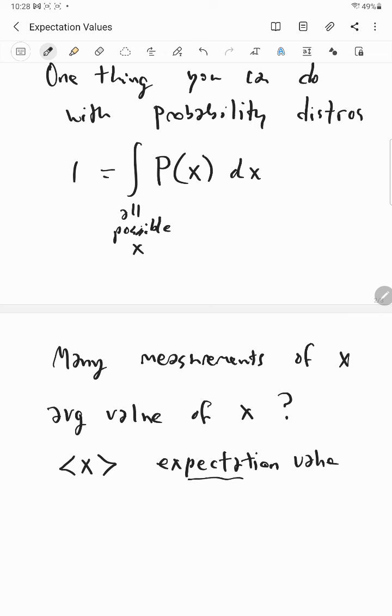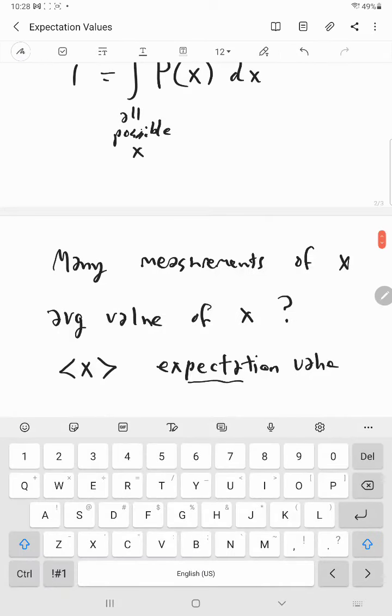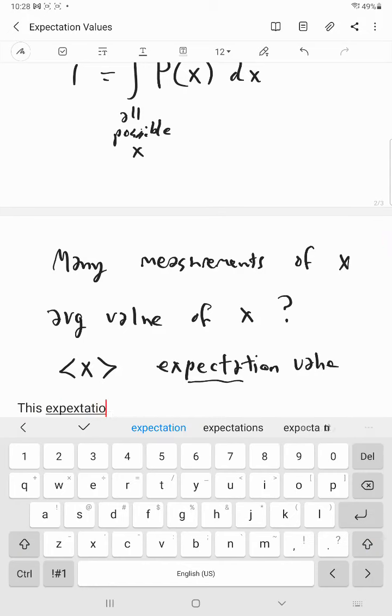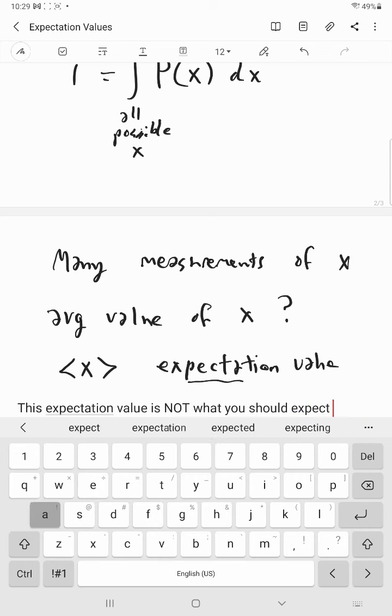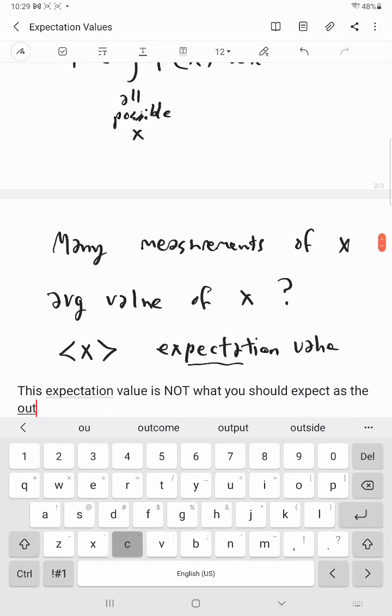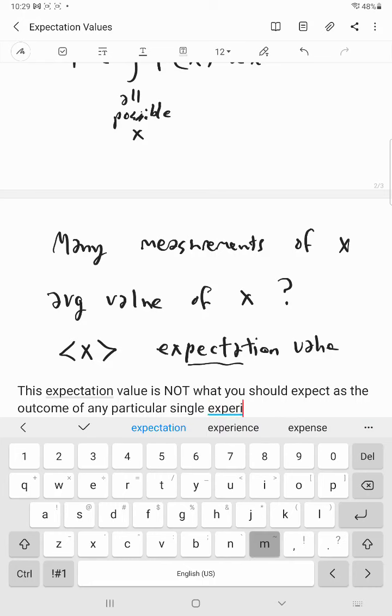So I want to type this out. This expectation value is not what you should expect as the outcome of any particular single experiment.